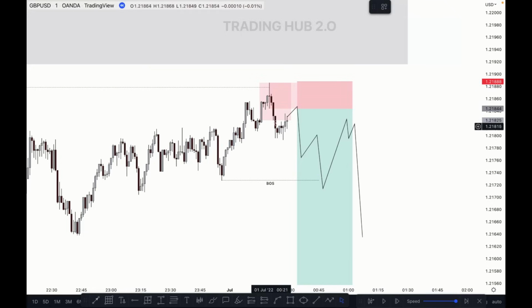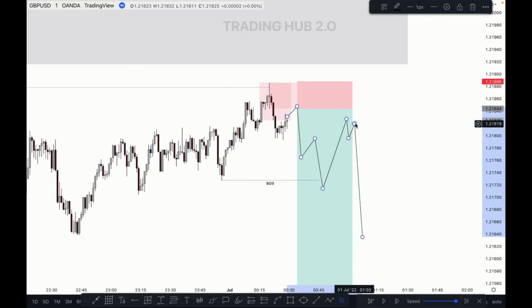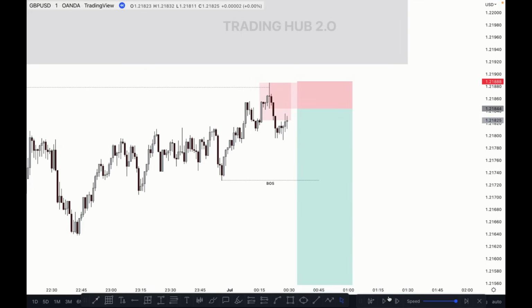And this is our minor structure. In this case, this becomes our first inducement, correct? I hope you understand what I'm trying to say, because this is very important. Now let's see what happened next.